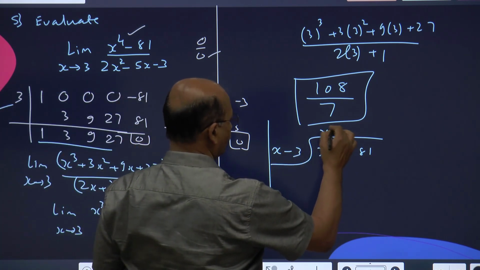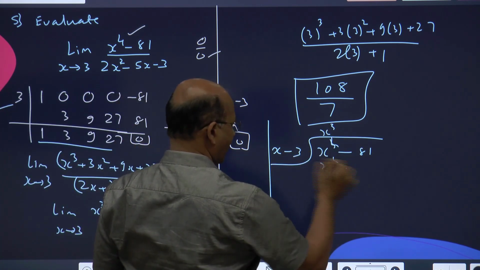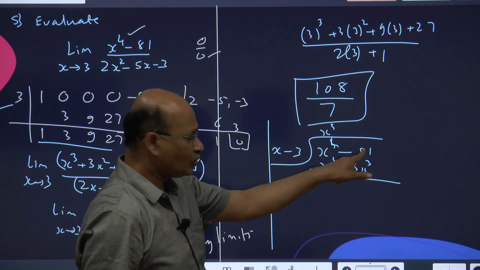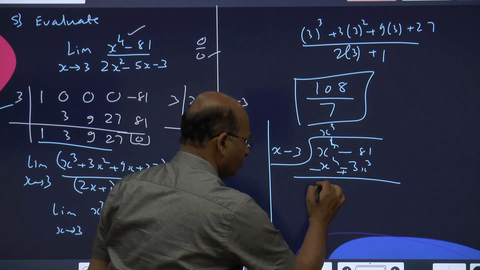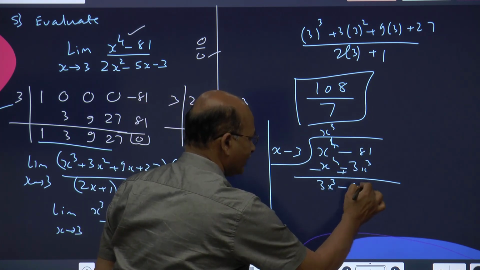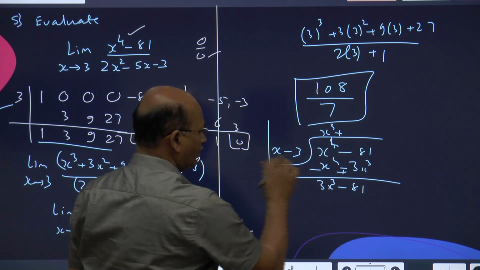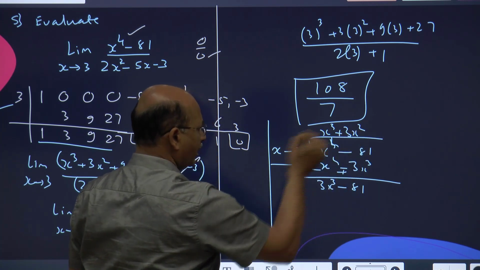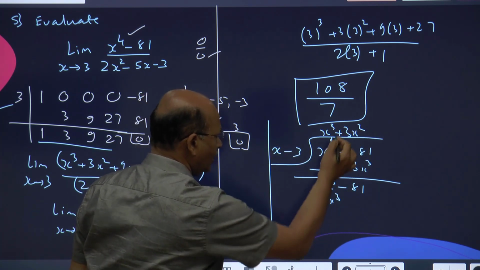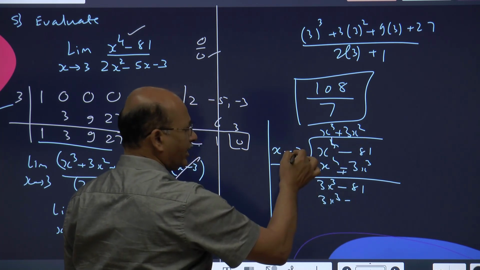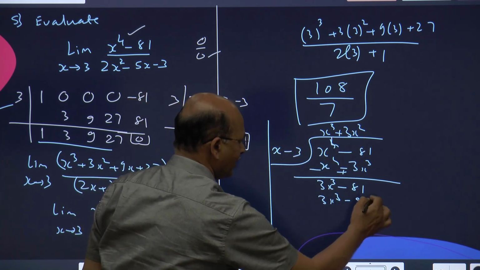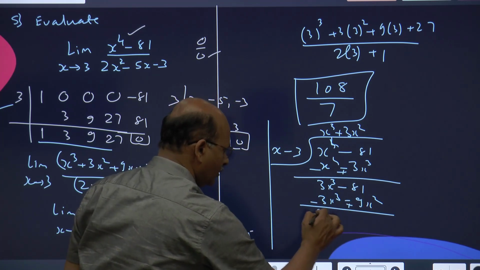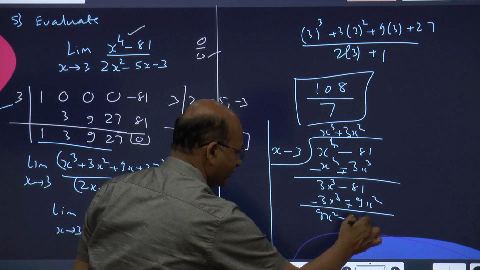So now this will be x cube. So this will be x4 minus 3x cube. Remember, this is x cube, this is 81, so they are unlike terms. So I will write 3x cube minus 81. Put the plus sign here. x into what will give you 3x cube? 3x square. Now 3x square into x is 3x cube, and 3x square into this will become minus 9x square. Again they are unlike terms, so this will be 9x square minus 81.